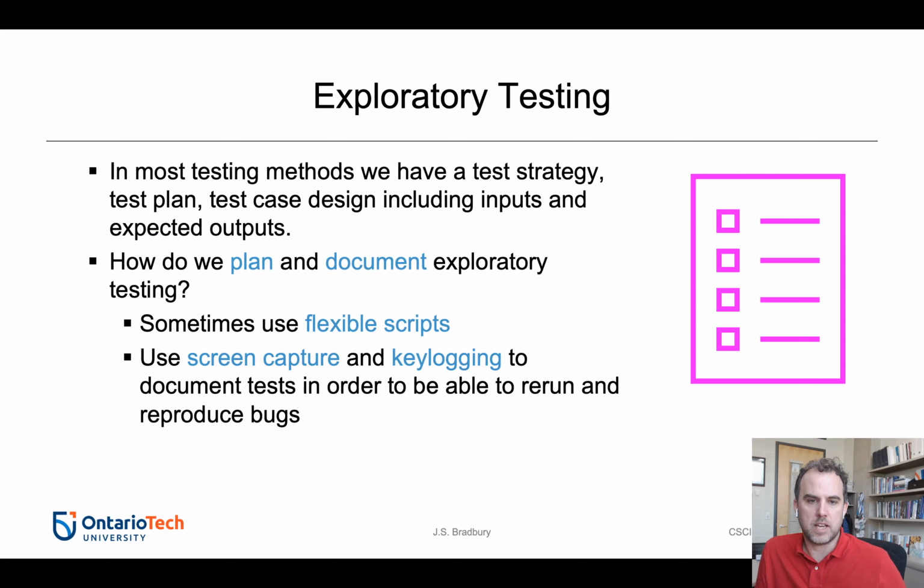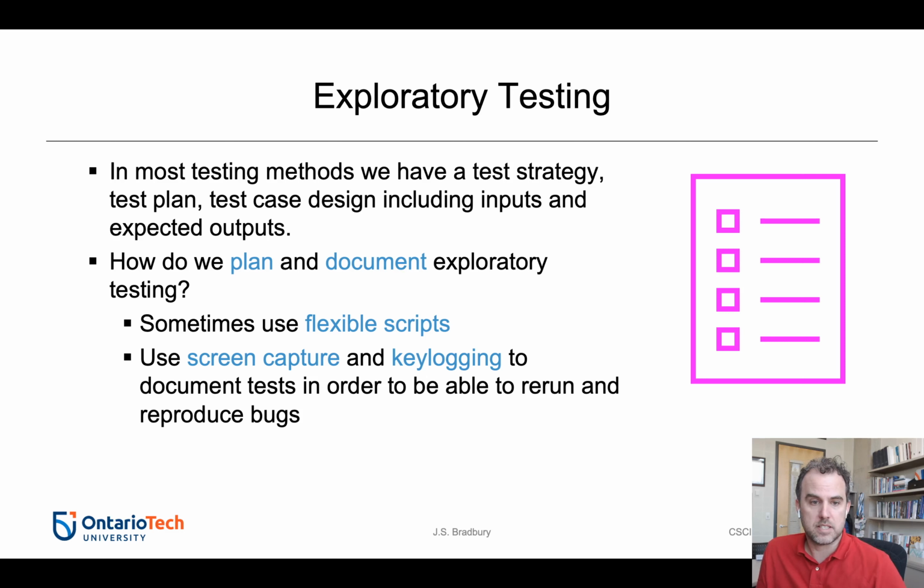Well, in most test methods, we have what's called a test strategy, a test plan, and a test case design, along with inputs and expected outputs for our tests. And we've done this in our project where we've created these things. The test strategy is at the highest level. You then have a test plan of how you implement the strategy, a system for designing your tests, which you explain. And then for every test case, you have the inputs that feed into the system, and you have the expected outputs, which you're going to compare the actual outputs to.